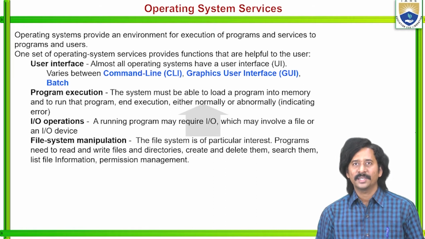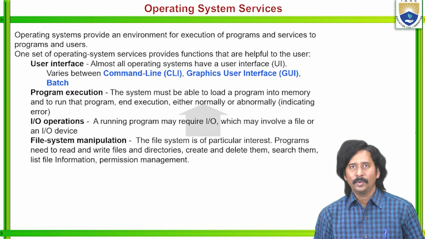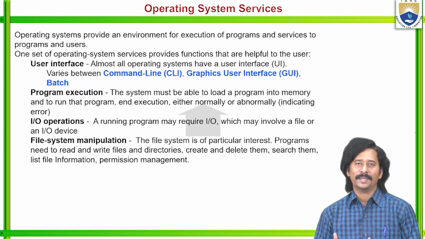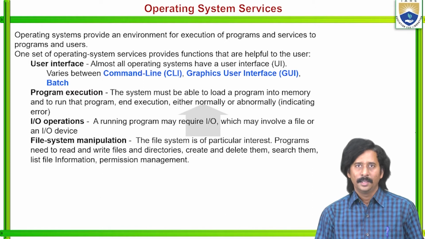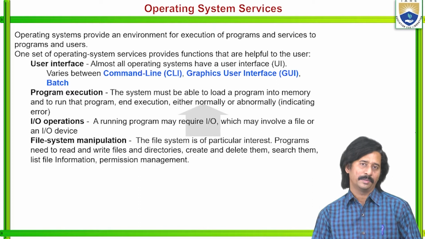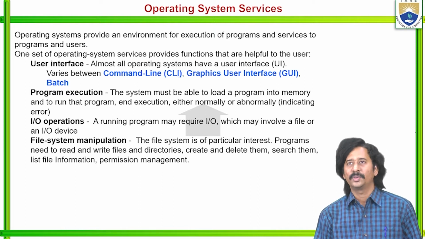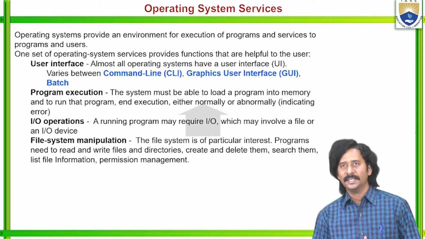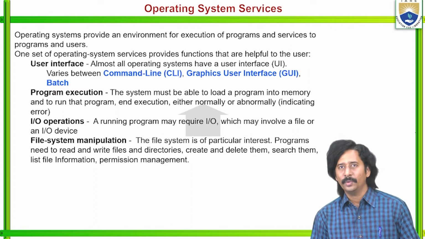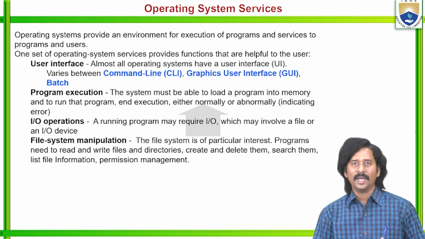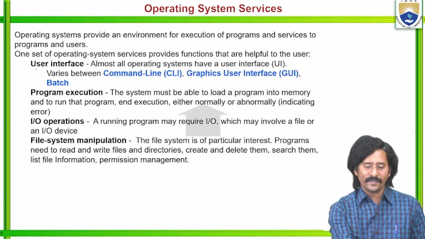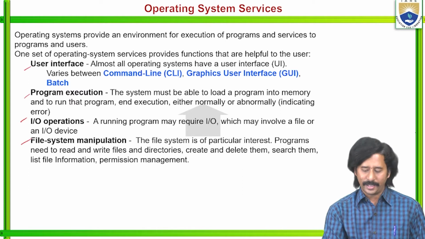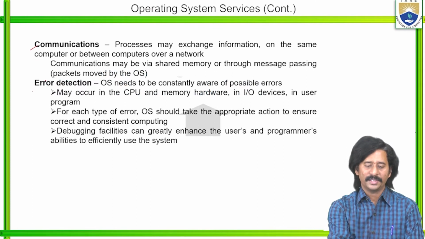These are the various operating system services. We know that the operating system provides an environment for execution of user programs, as well as some services to the programs and the users. One set of operating system services provides functions that are helpful to the user. These services are related to the user's point of view as well as the system point of view. Those are user interface, program execution, I/O operations, file system manipulation, communications, and error detection.